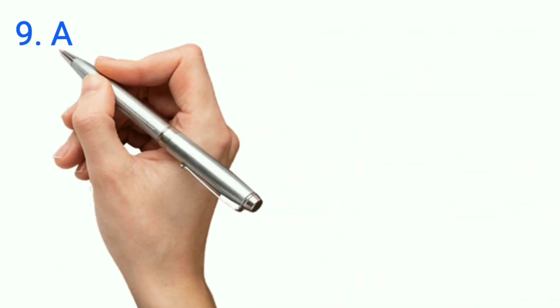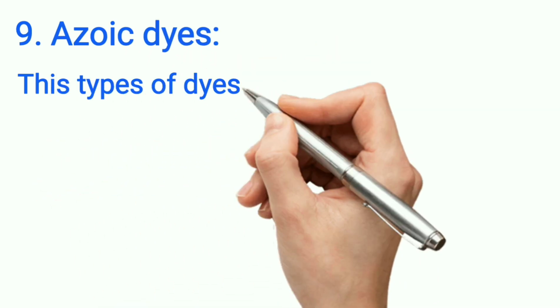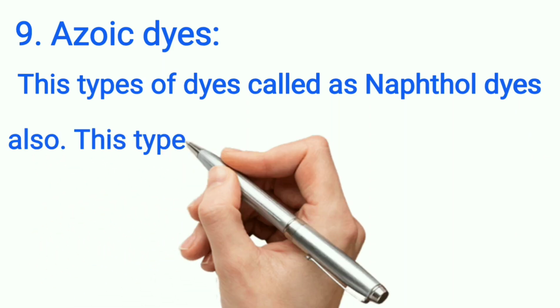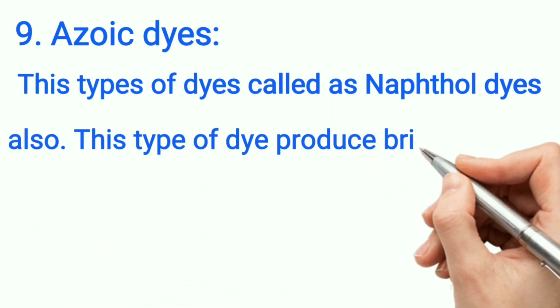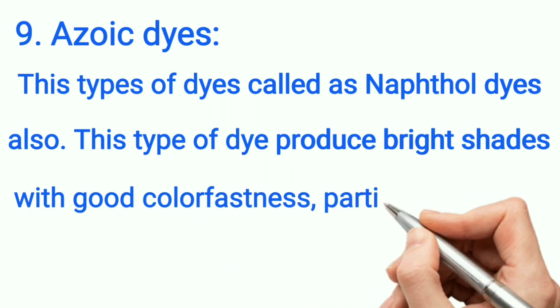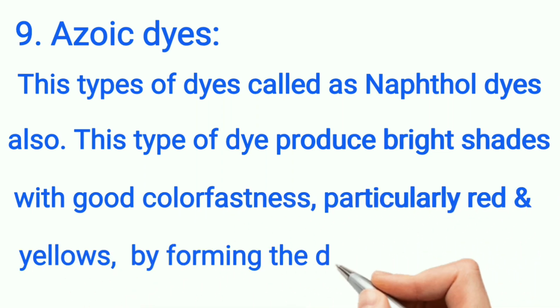Nine, azoic dyes. These types of dyes are also called ice colors. These types of dye produce bright shades with good color fastness, particularly red and yellow colors, by forming the dye in the fibers.